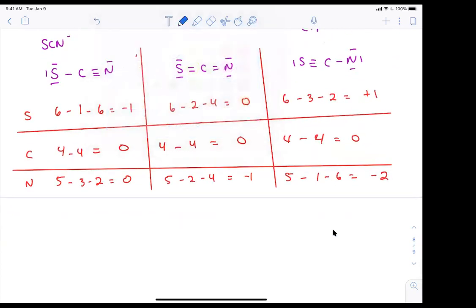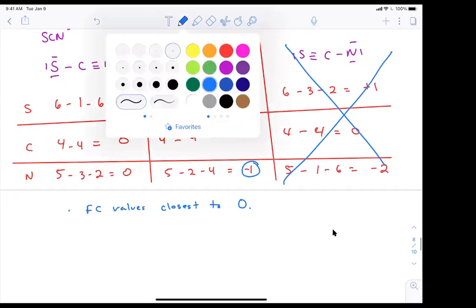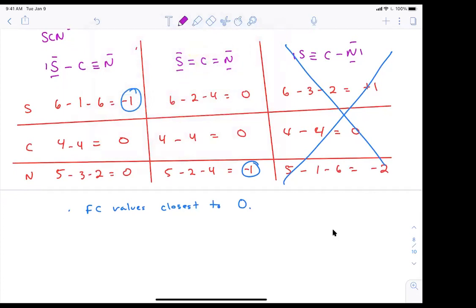Now, choosing the right structure entails 2 things. You want 1, formal charge values closest to 0. So you want the formal charge to be as close to 0 as possible. So that rules out this structure here. Now, the only difference between these 2 structures on the left and the center is where the charge lies for the overall molecule. And that's your tiebreaker.